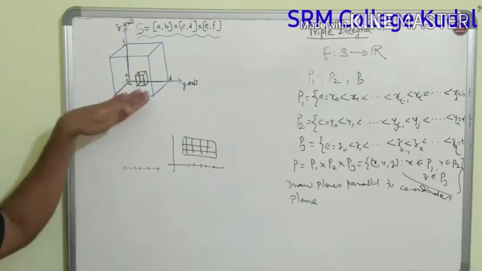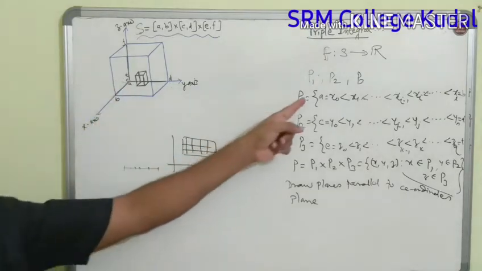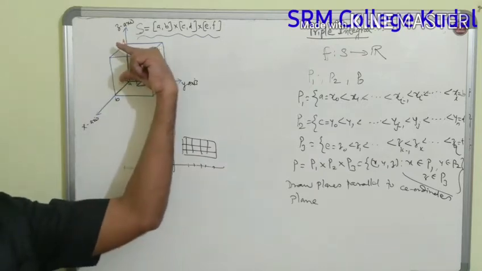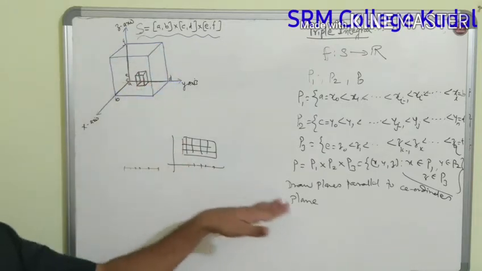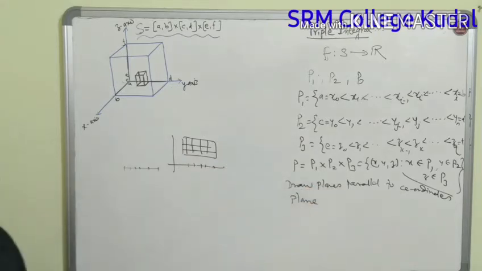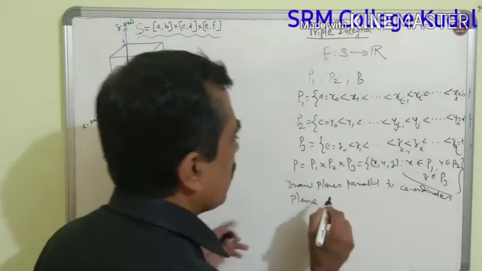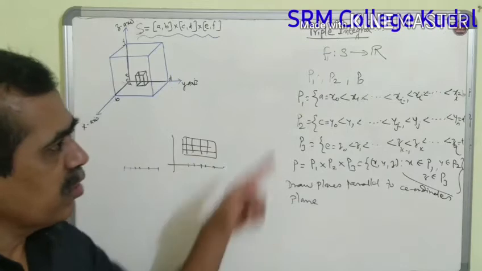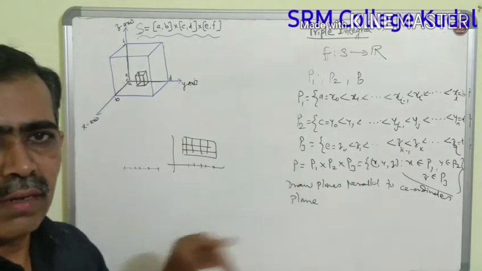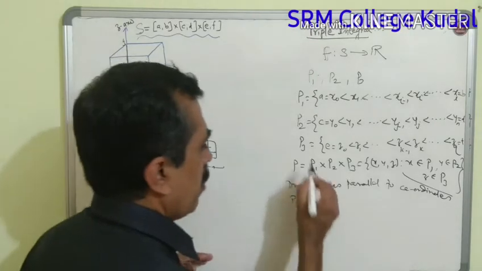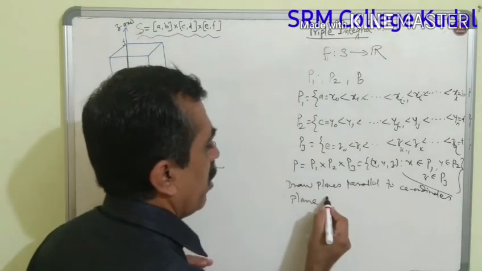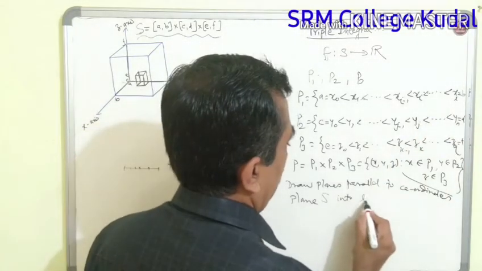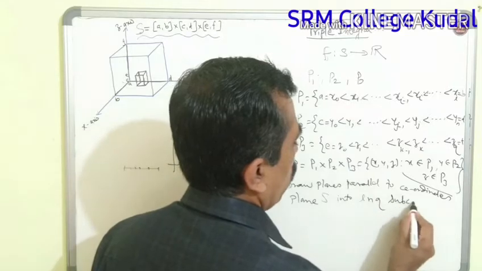Okay, so that means through the points of this partition P1 of AB, P2 of CD and P3 of EF, draw planes parallel to the coordinate planes, passing through the points of P, or you may say passing through the points of P1, P2 and P3. These planes will divide the cuboid S into L, N and Q subcuboids.